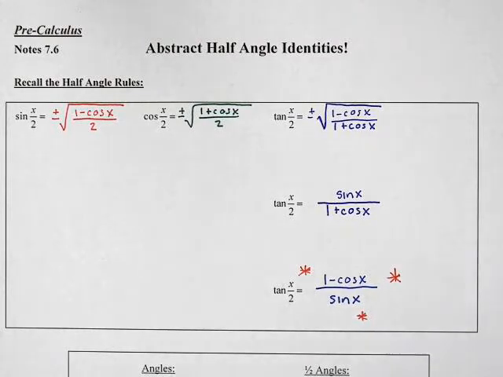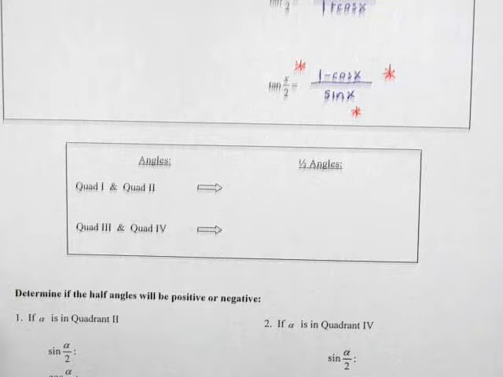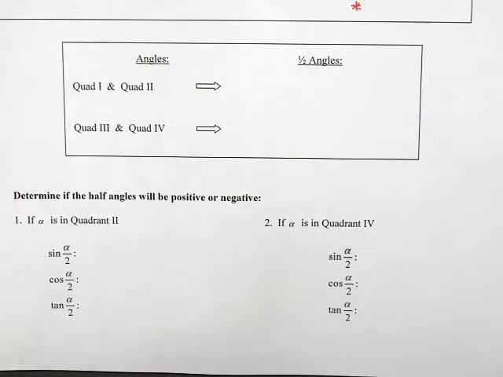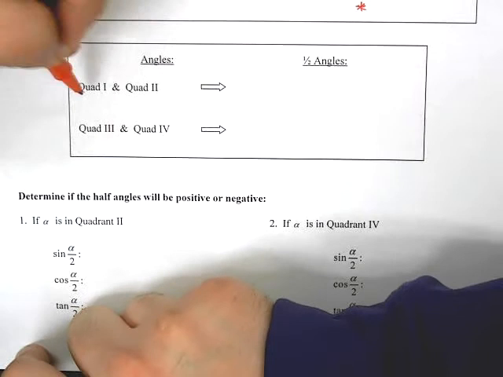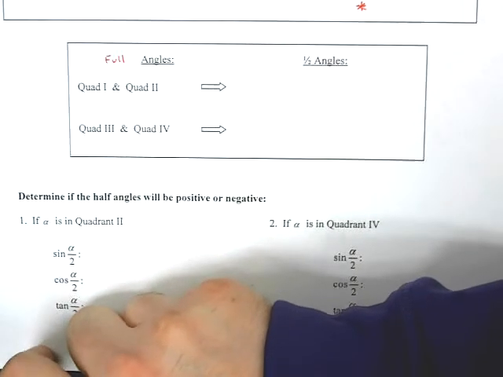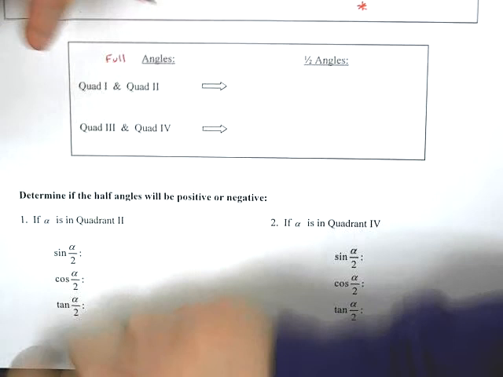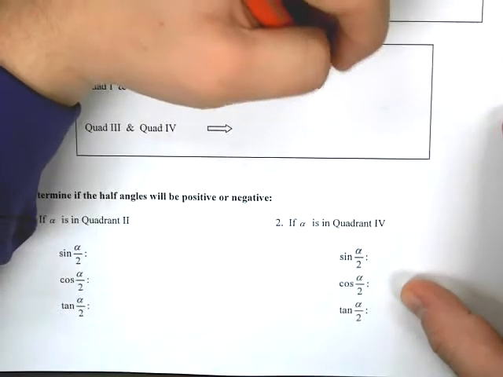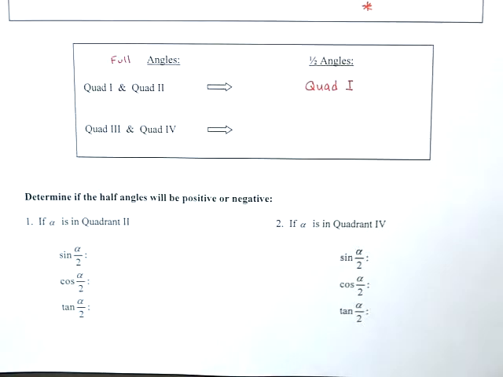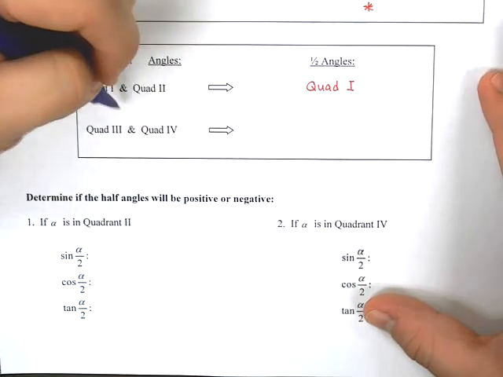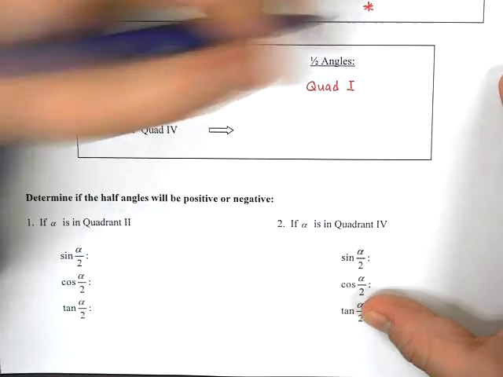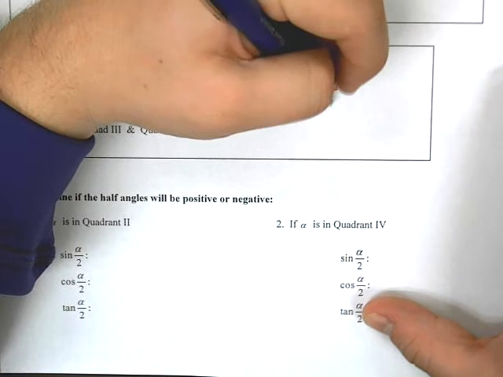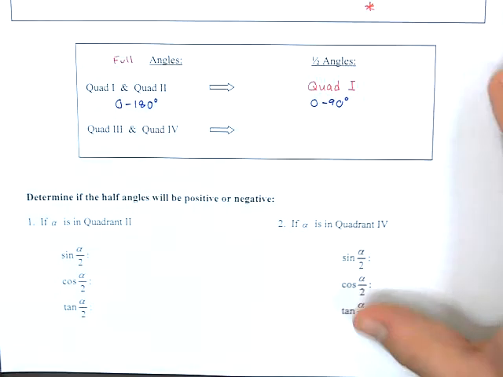Now, we do need to do a little bit of review, especially because today we're going to be giving you the full angle, and you're going to have to work for the half angle. So hopefully you remember that if your full angle is in quadrant 1 or quadrant 2, then the half angle is going to have to be in quadrant 1. If you do a little math, quadrant 1 and quadrant 2 is 0 to 180, and when you take half of 0 to 180, you get 0 to 90, which is quadrant 1.